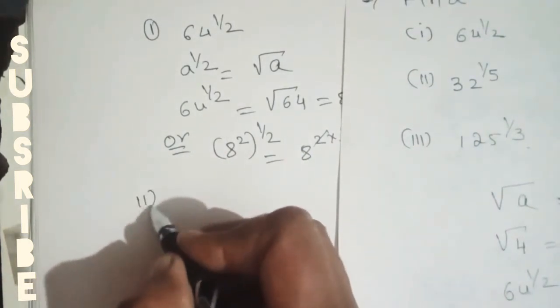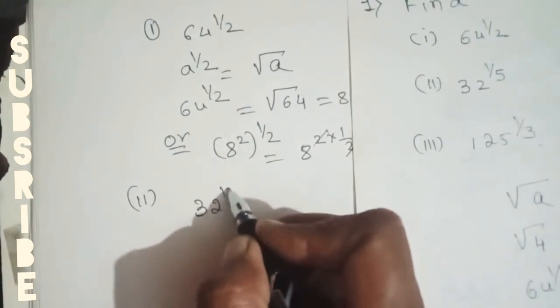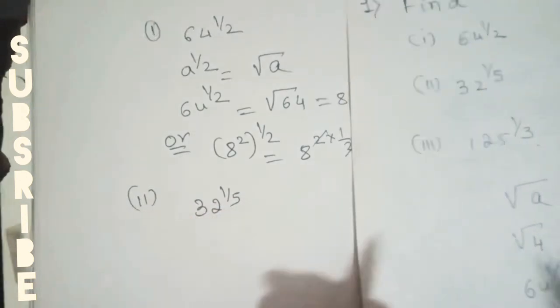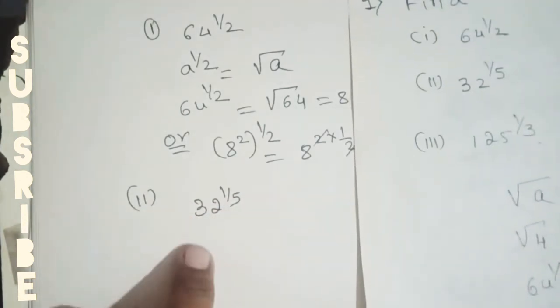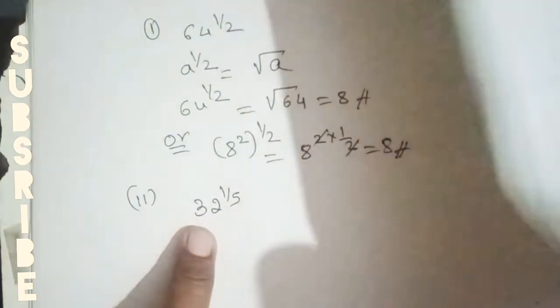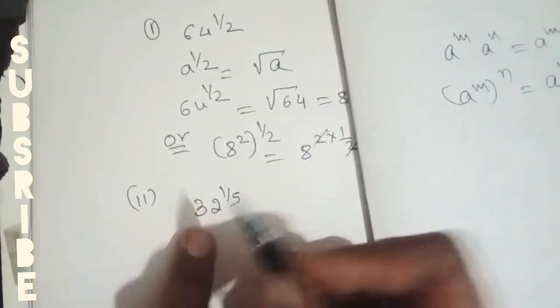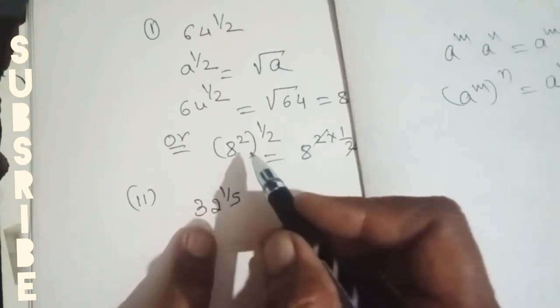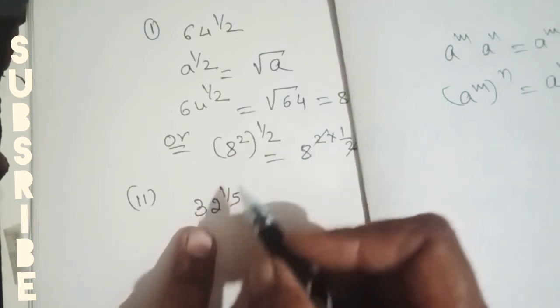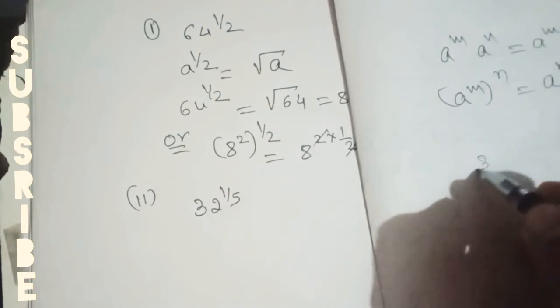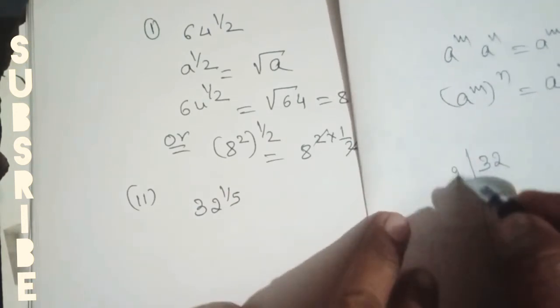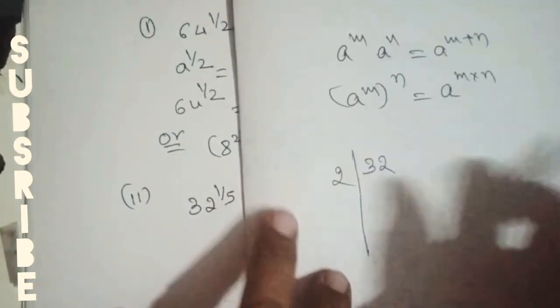The second one is what? 32 raised to 1 by 5. See, fifth root of 32 is of no use. So what we'll do, we'll find the prime factors of this 32, and write it in the form of this one, like how we wrote 8 square. We'll try to find its factors. How? See, simple, by 2, common, very simple.